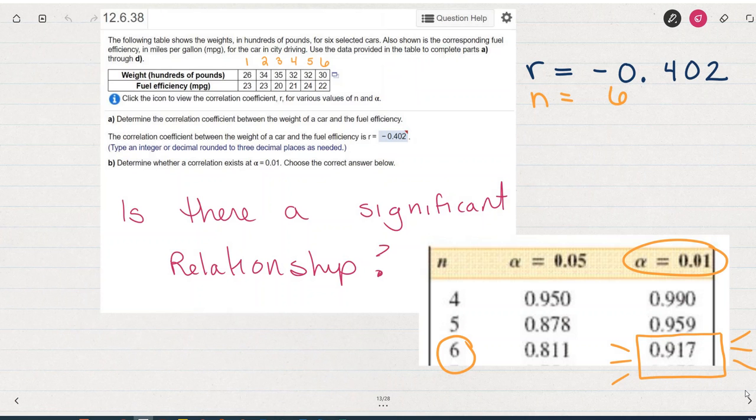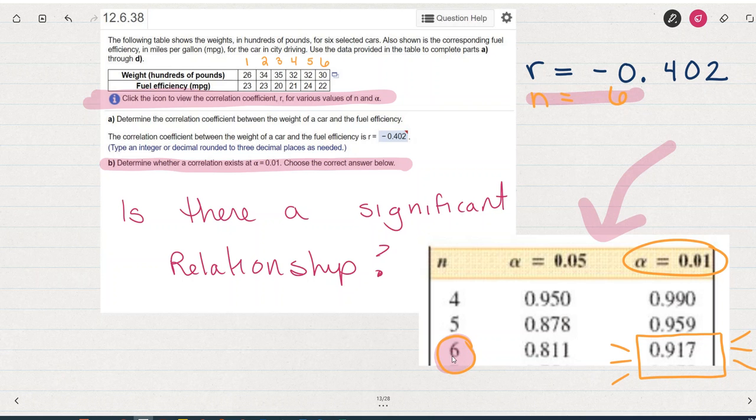The next question is going to ask us to determine whether a correlation exists at alpha equals 1%. To do this, I'm going to need to pull out this chart. So on my math lab, you hit this information icon, the blue circle with an I, and when I hit that icon, this chart opens up. I can then use this chart to find when n is 6 and the alpha, or the level of significance I'm looking for, is 1%, I get a value of 917 thousandths.